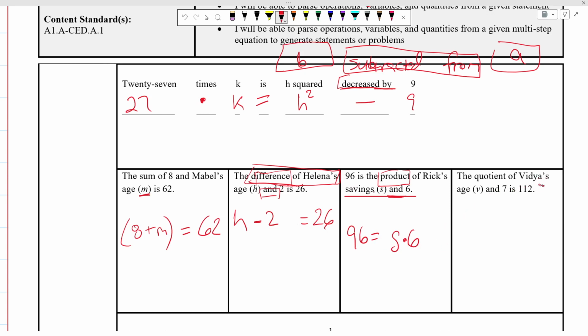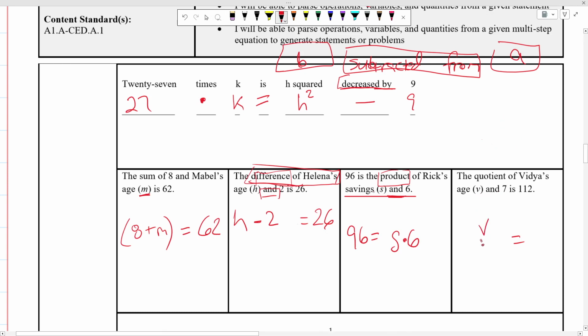Let's see. The quotient of Vidya's age and 7 is 112. Okay, so "is" 112. Okay, there's "is." Let's see. The quotient of an age and 7. Just like the other one from before, we had a number, whatever that number was, and 8, right? So the first thing is the one that's on the numerator, or the top, I'll say.